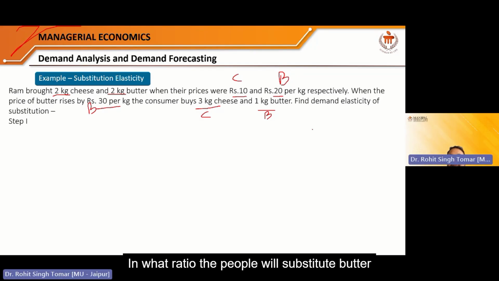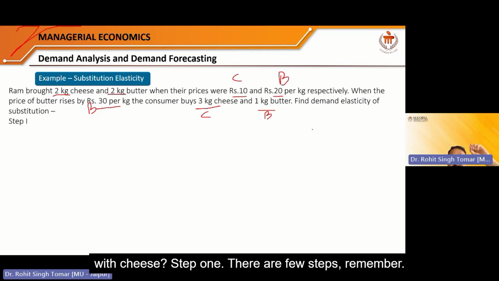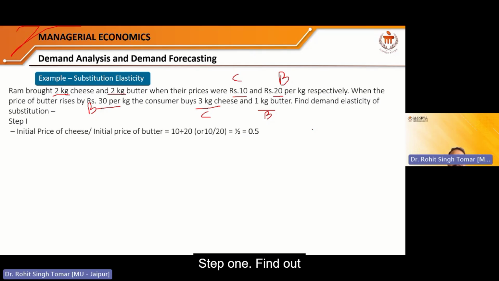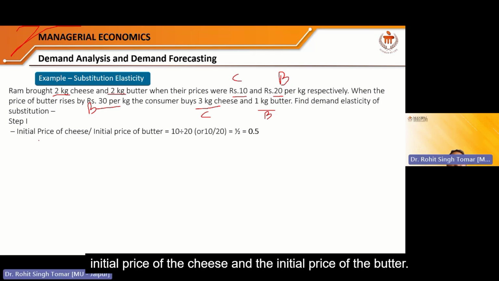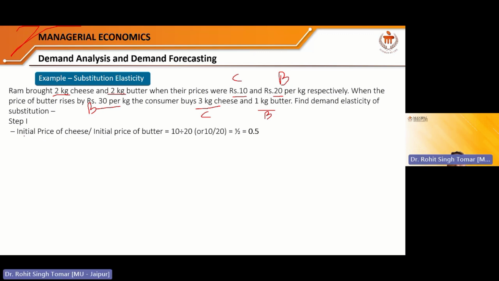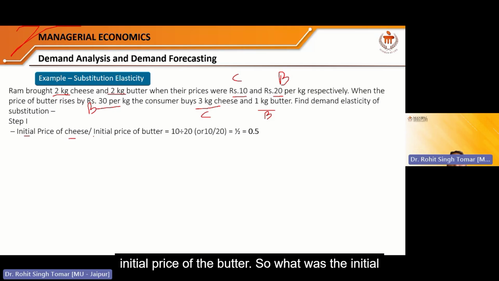In what ratio will people substitute butter with cheese? There are a few steps. Remember, step 1: find out the ratio of the initial price of the cheese and the initial price of the butter.